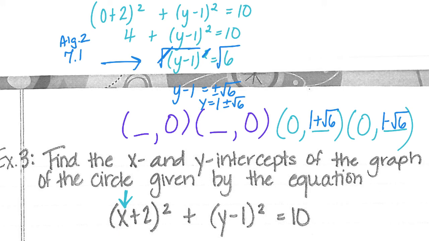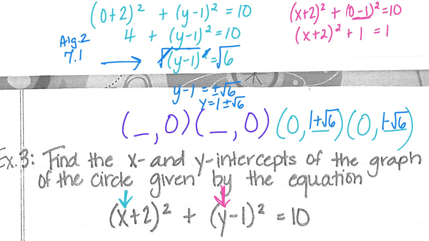All right, moving on. Now I'm going to put in 0 for my y. So I have x plus 2 quantity squared plus y minus 1 quantity squared is equal, but I didn't have y. I need a 0, is equal to 10. So this is 1 squared, which is 1. X plus 2, quantity squared, plus 1 is equal to 10. Subtract that 1 over. X plus 2, quantity squared, is equal to 9.